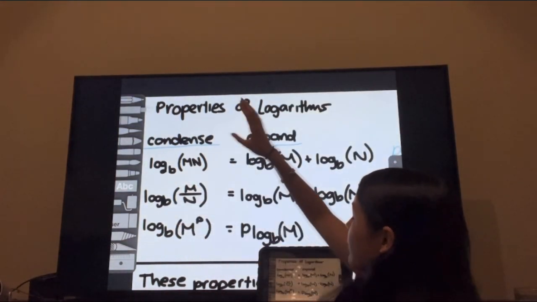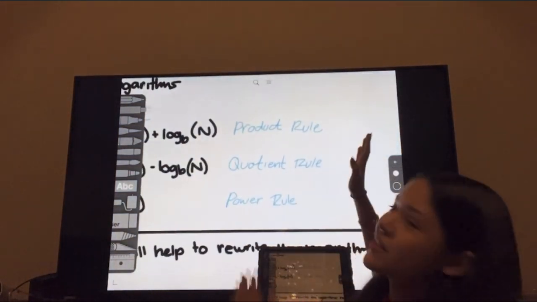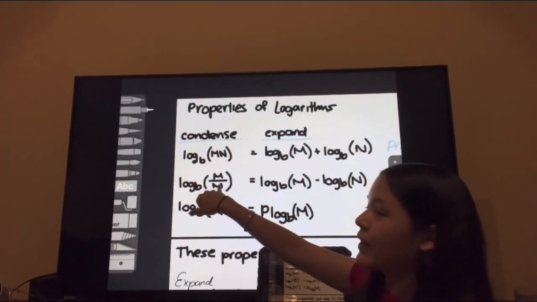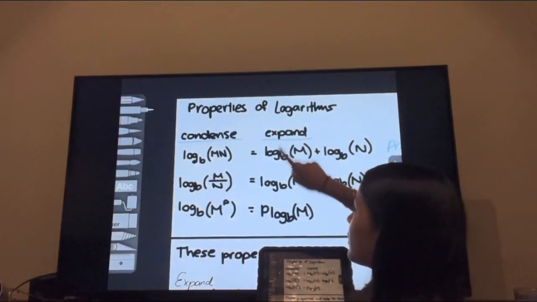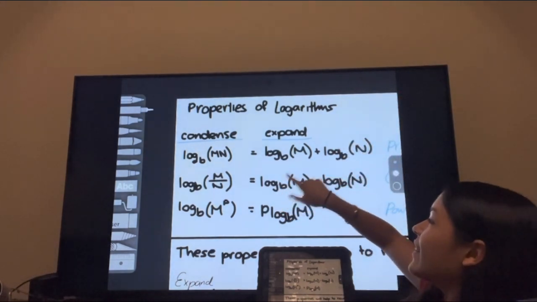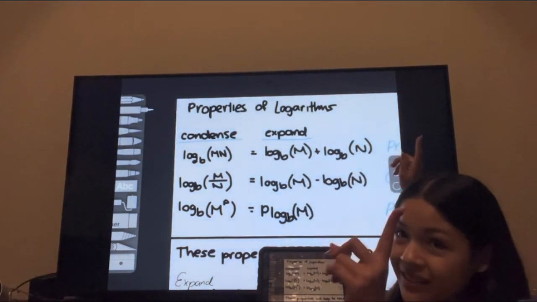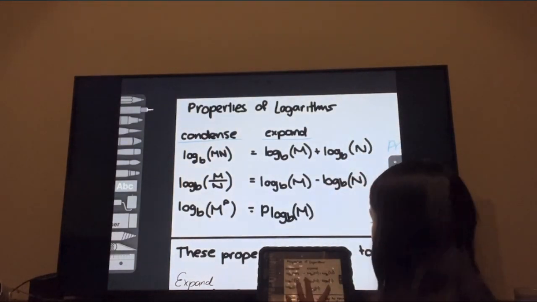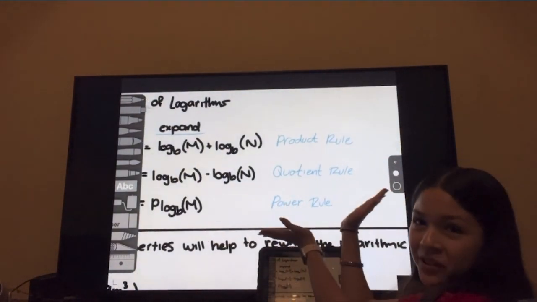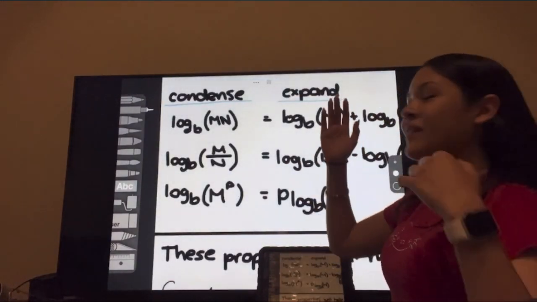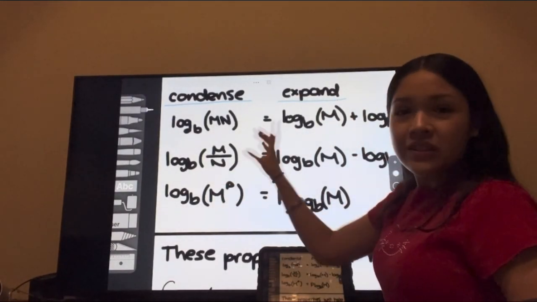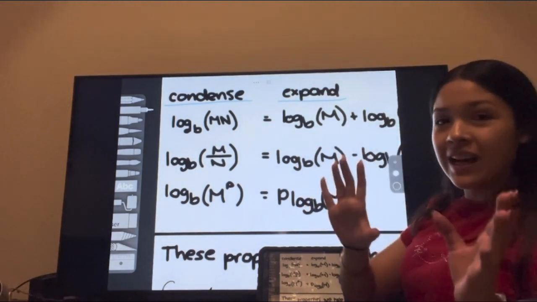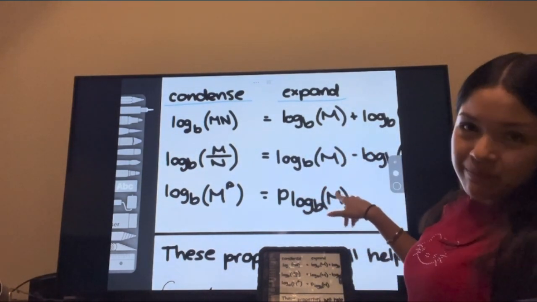Next, we have the quotient rule. So if you have log of m divided by n, this will result in log of m minus log of n. The next rule is the power rule. So if you have m to the power of p, this will be p times log of m.